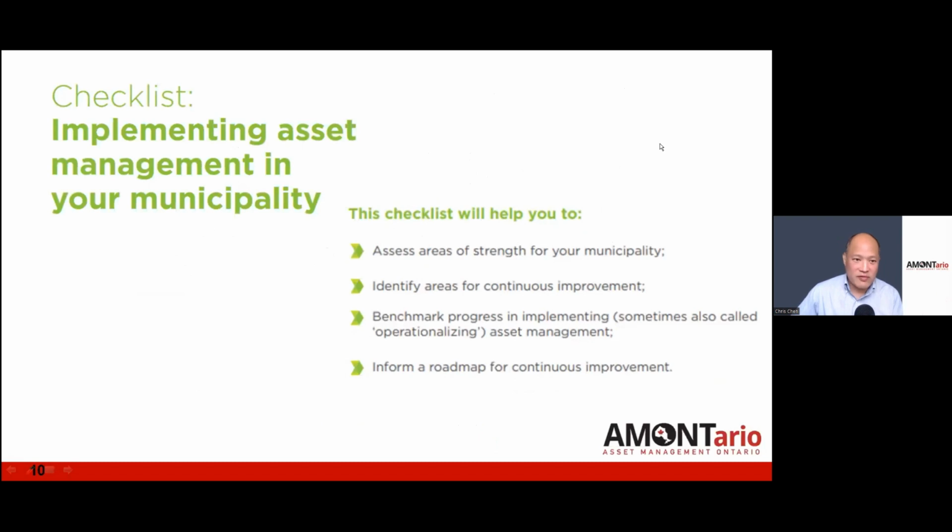The third thing that's part of this resource package is a checklist, and it's meant to be used collaboratively. A good context to use this would be as part of your asset management team or steering committee. You can also use it individually, but it's meant to be used as a team. What it's meant to do is assess areas of strength: what is your municipality doing well? What are its areas for continuous improvement? And it gives you some way of benchmarking progress.